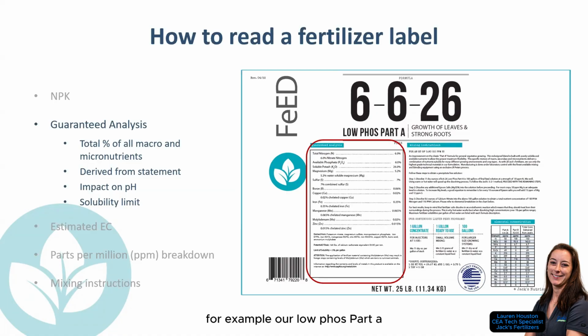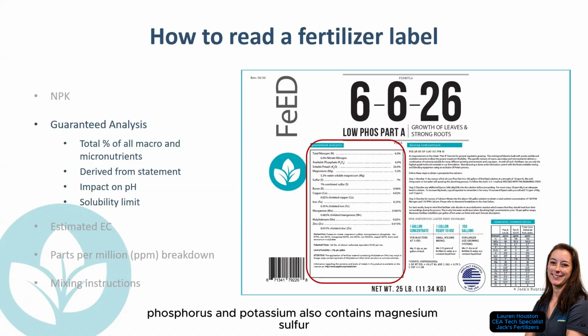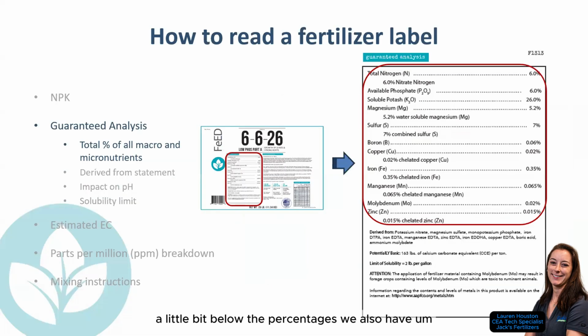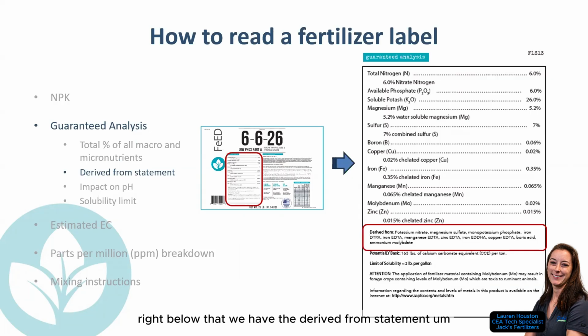For example, our low phos part A, in addition to containing nitrogen, phosphorus, and potassium, also contains magnesium, sulfur, boron, copper, iron, manganese, molybdenum, and zinc. So you have all your micronutrients in there, and it shows you the percentage of each of those that's present in that fertilizer. A little bit below the percentages, we also have an expanded version of that, with the percentages of all the nutrients, so you can read it a little bit better. Right below that, we have the derived from statement.